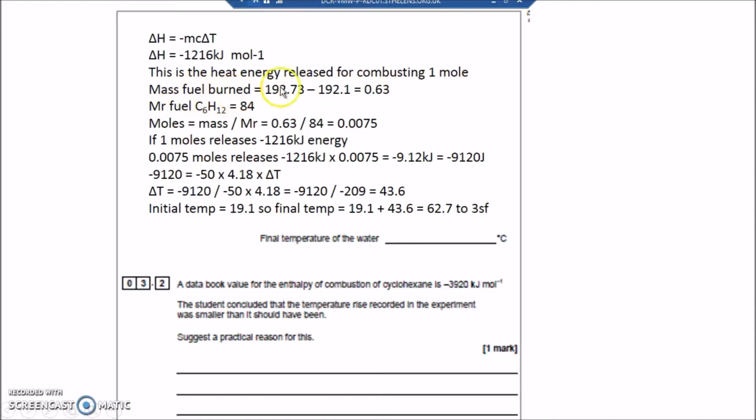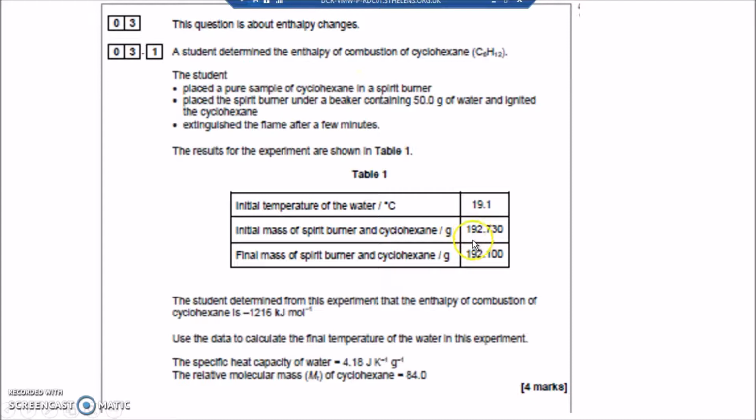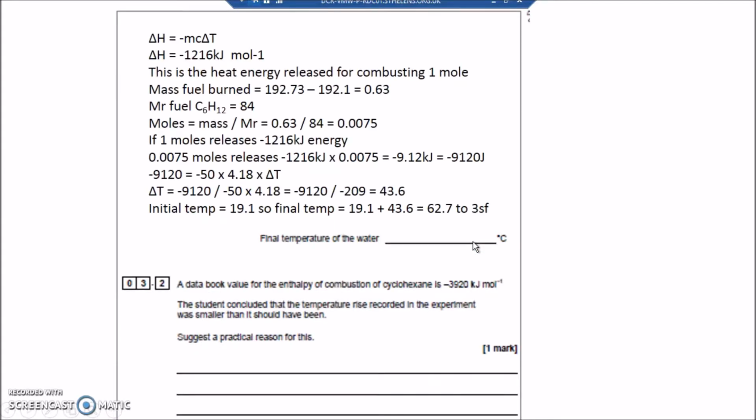So the actual mass of the fuel burnt, if I subtract the two numbers from here, the initial mass and the final mass, I can work out that I've got 0.63 grams of the fuel burnt. So the MR of the fuel is 84, so moles is mass divided by MR, 0.63 is the mass burnt divided by 84. I've used up 0.0075 moles of the fuel. So now I've got the number of moles of fuel that I've burnt.